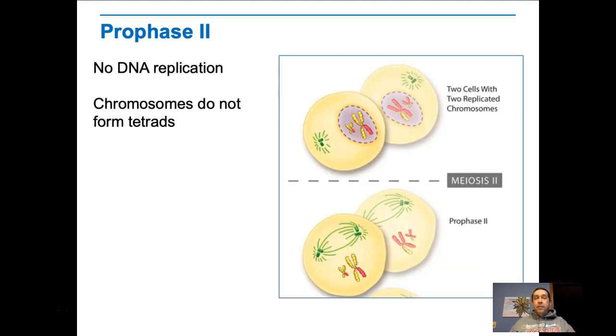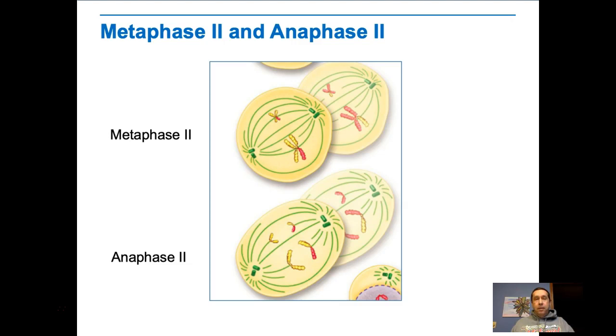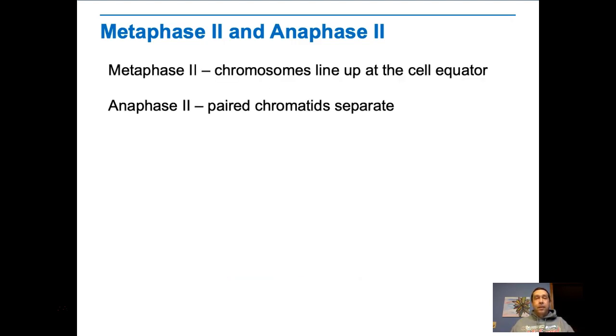Between meiosis 1 and meiosis 2, there's no DNA replication. The chromosomes do not form tetrads. Instead, it looks a lot more like traditional mitosis, except there is no replication of the chromosome. You can see the stages here, very similar to what we're used to seeing. But instead of separating homologous chromosomes, meiosis 2 separates sister chromatids, parts of a replicated chromosome.